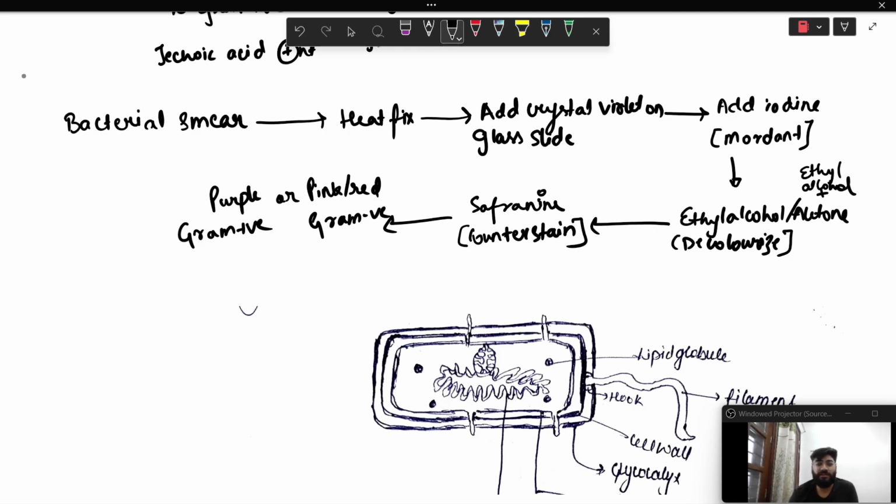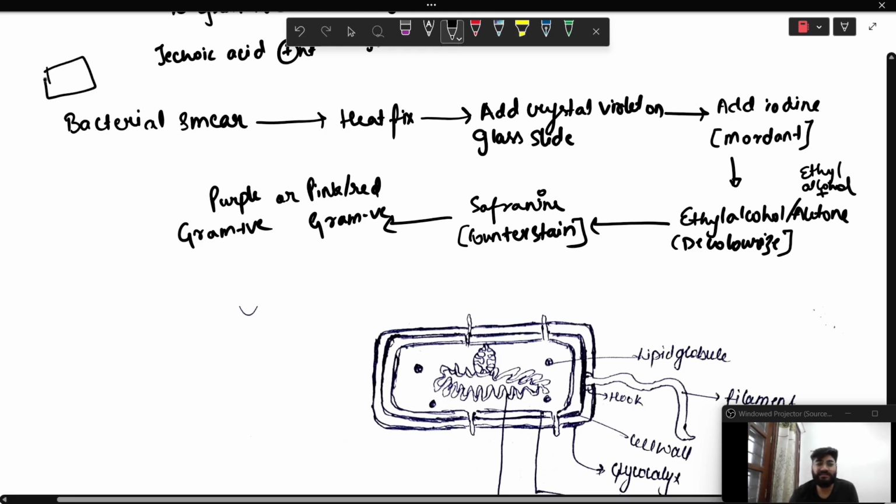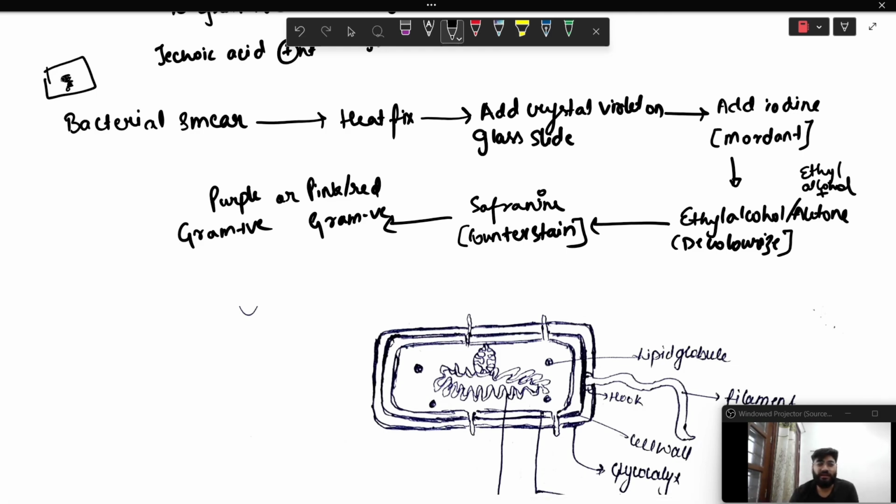Then we take the blood sample, and we put a few drops of the blood sample on a glass slide, and we create a bacterial smear. We put some drops and we smudge it. We make a rounded smudge of it. Then we heat fix it. We pass that glass slide over the flame, and we heat fix it so that it dries up. Then we add crystal violet on the glass slide, and add some iodine, which is also called a mordant in this case. So iodine fixes all the crystal violet with the bacterial smear.